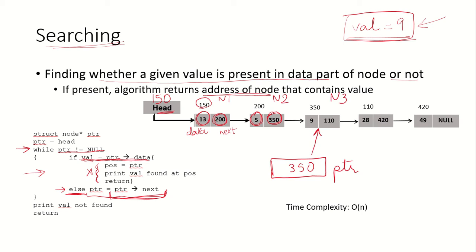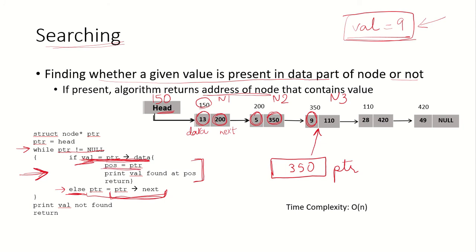Let us again check, is PTR equal to null? No, it is not. So enter the loop again. Is value equal to PTR arrow data? Yes, our value is equal to PTR arrow data. In that case, we will now enter the statements for this part of the program.